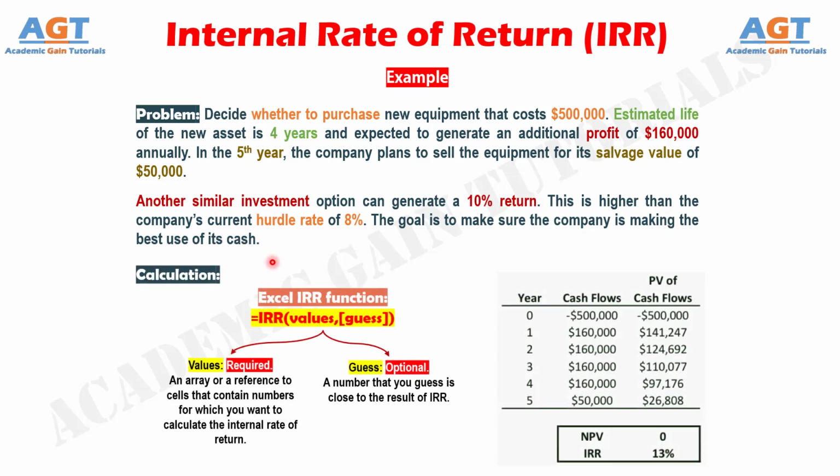To make a decision, the IRR for investing in the new equipment is calculated here. Microsoft Excel was used to calculate the IRR of 13%, using the function equals sign followed by IRR. From a financial standpoint, the company should make the purchase because the IRR of 13% is both greater than the hurdle rate of 8% and the IRR for the alternative investment.